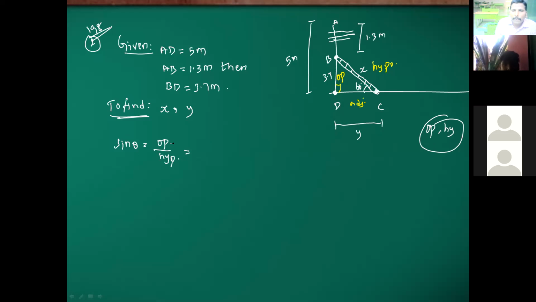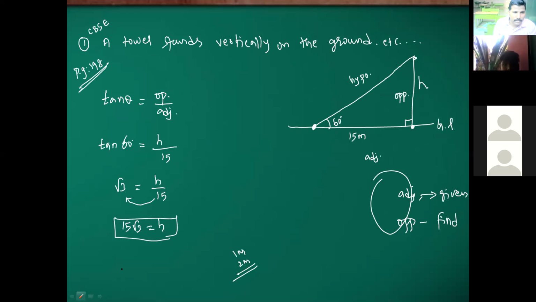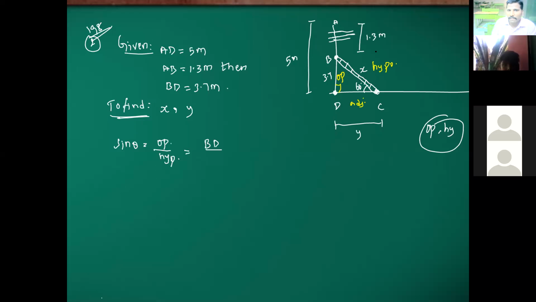What is the opposite? Opposite in the sense what we have, the name BD. I'm writing here BD. In the previous question, I didn't give any A, B, C, D, so directly I used the values. But here we have A, B, C, D, so I am substituting the names first. Hypotenuse name is DC. Now we'll go for sine 60 degree.